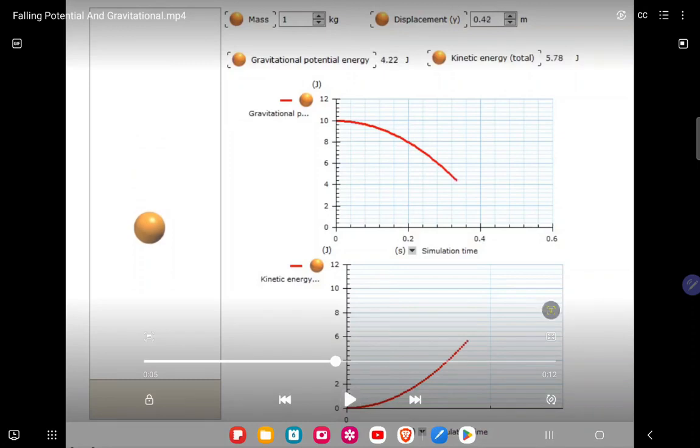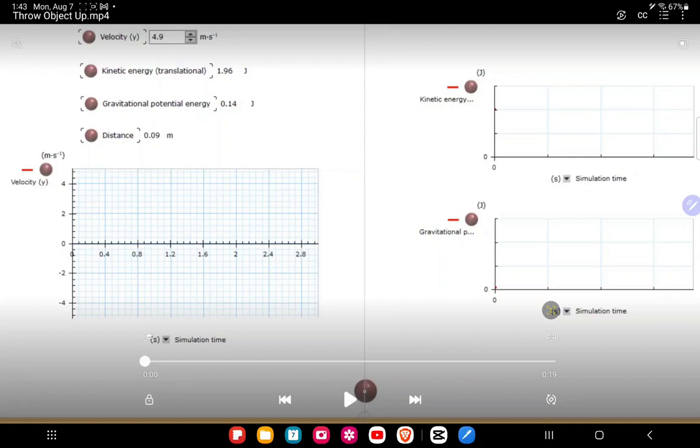Now the potential energy starts to decrease and the kinetic energy starts to increase. If we add the kinetic energy and the gravitational potential energy together, they must equal 10 joules. While the potential energy is decreasing, the kinetic energy is increasing. Let's continue. Now the maximum kinetic energy we obtained is 10 joules, and the gravitational potential energy is equal to 0. All the potential energy turns into kinetic energy and vice versa. Similar to the previous model, we throw a ball vertically upward.